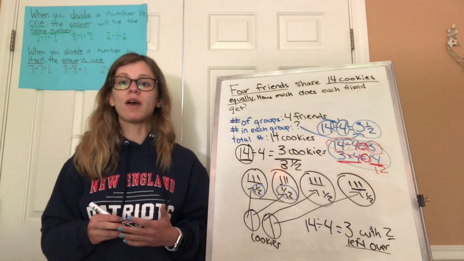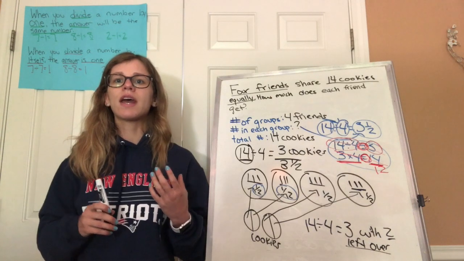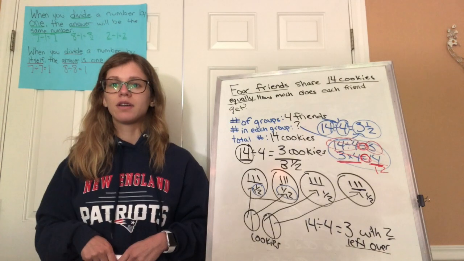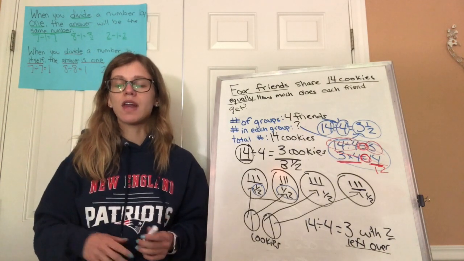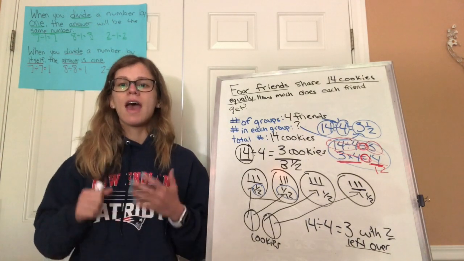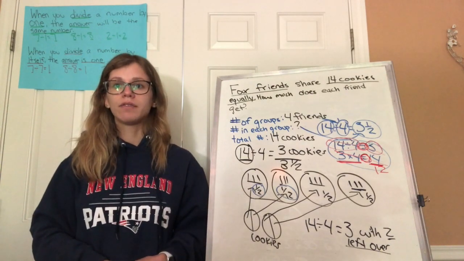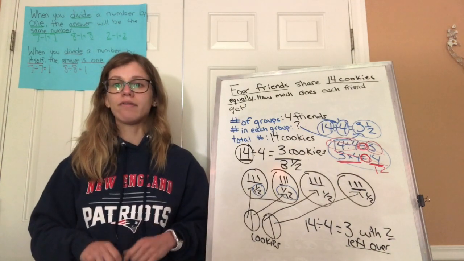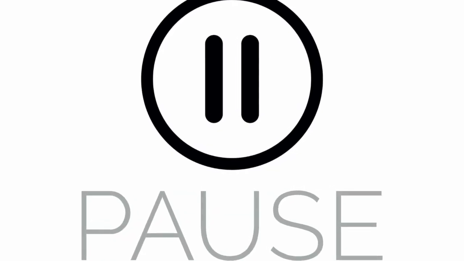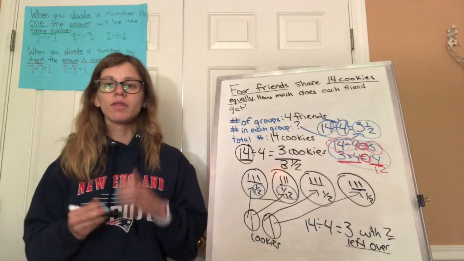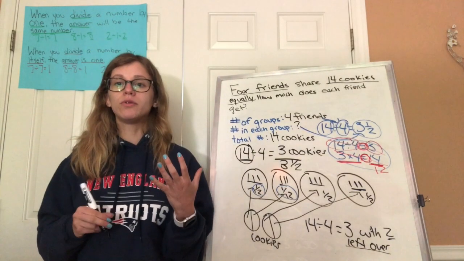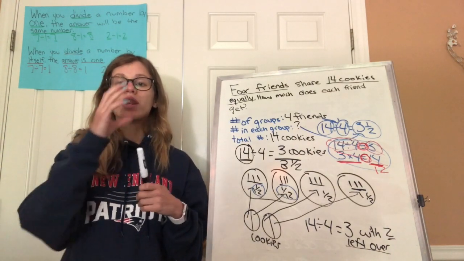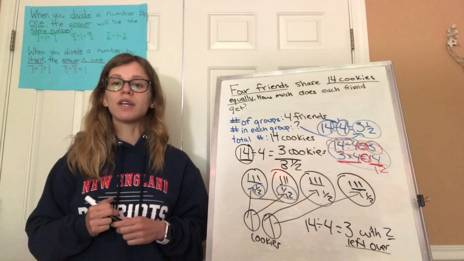Let's think about this a different way. Let's say there were 14 balloons, and I wanted to tie them to 4 trees. What can we say for the answer? If I had 14 balloons that I wanted to put on 4 different trees, how many will each tree have? And I want to do it equally. Pause me and think about, how many will my tree have? If I was to break 14 balloons up and put them equally on 4 different trees, I would have to say that there's 3 balloons on each tree.